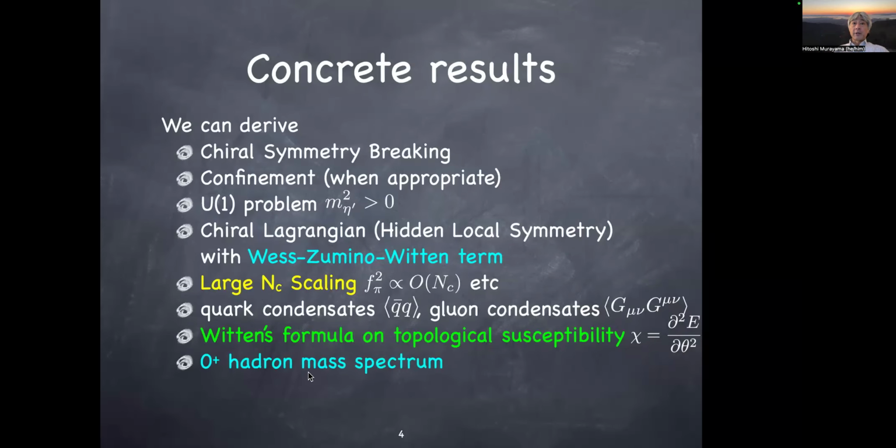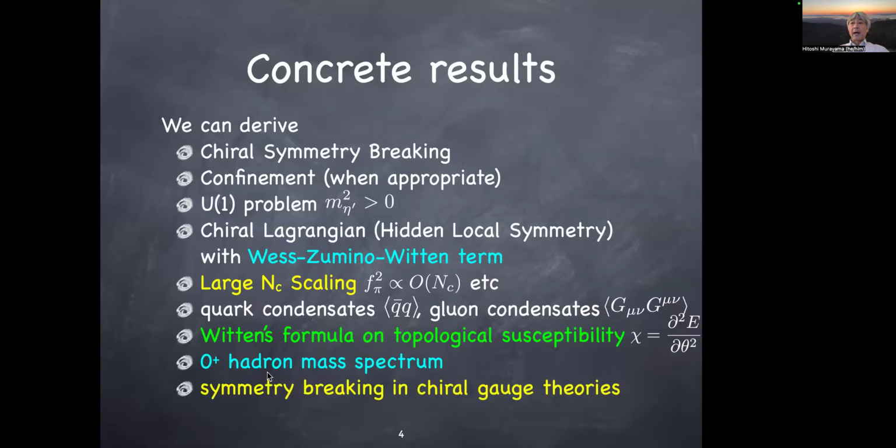We can also work out the spectrum of the hadrons which are parity even and spin 0 at the low end of the spectrum. And this has an interesting history behind it. I will come back and talk briefly about it. But nonetheless, this is something we can work out too.